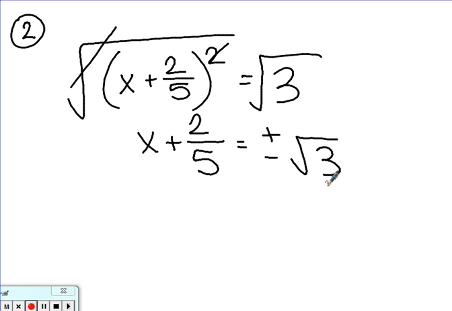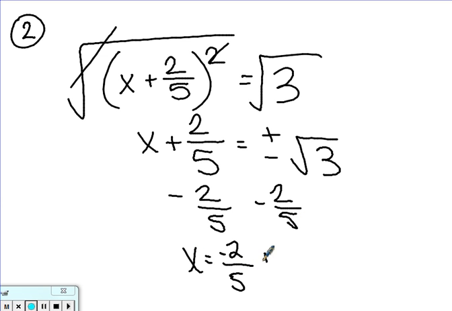Again, we isolate the x, so we subtract 2/5 from both sides, and our solution is x equals negative 2/5 plus or minus the square root of 3.